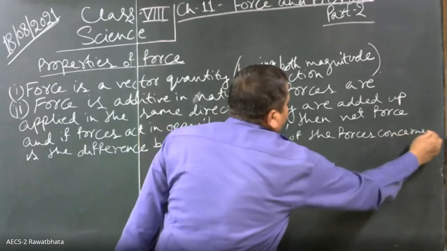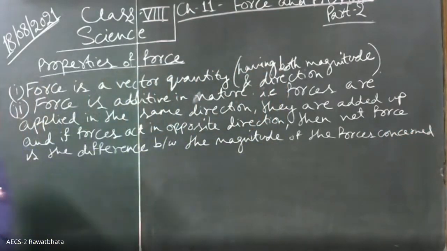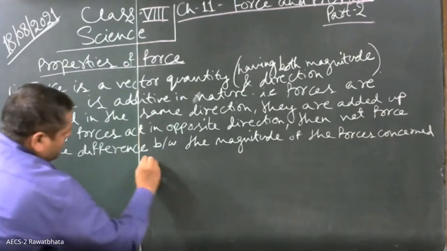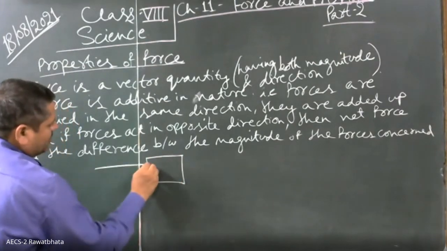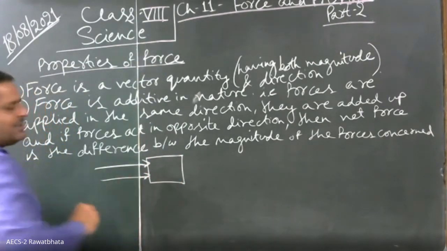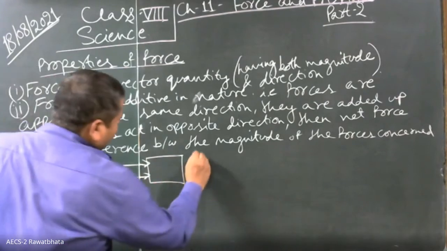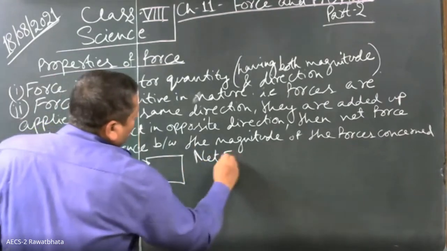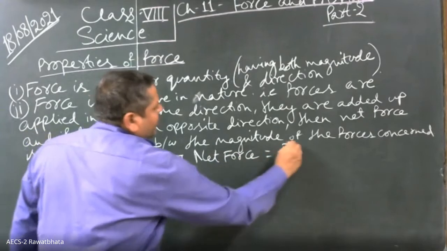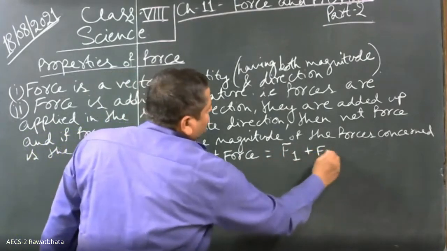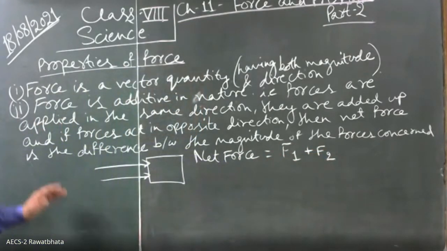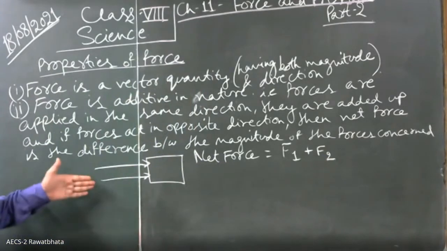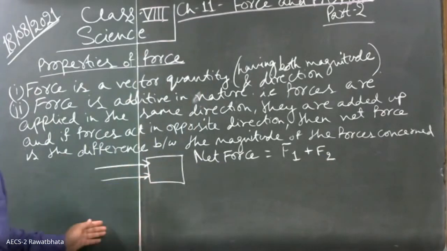Let me give you one example. Yesterday we have seen that. Suppose a box is there and two forces are being applied in the same direction. Net force will be equal to F1 plus F2. And if the box is moving, it will move from left to right, in the same direction in which the forces are being applied.